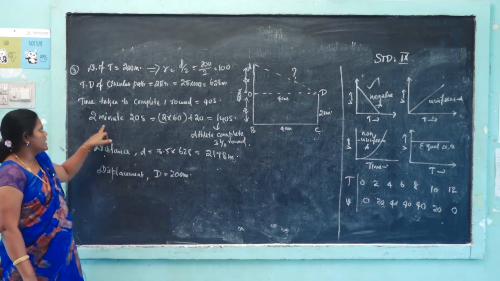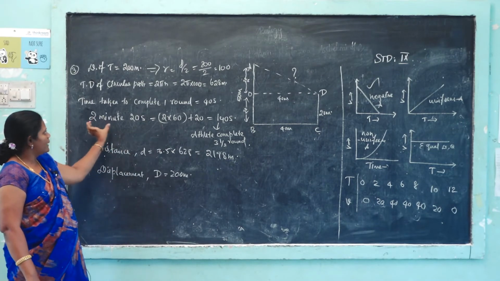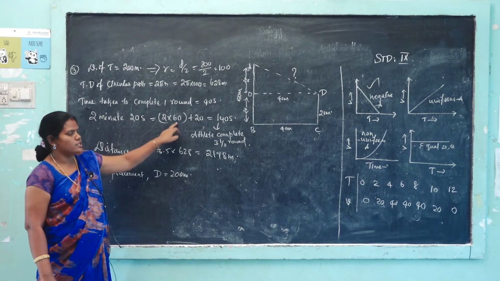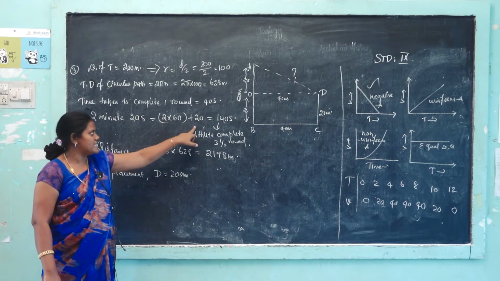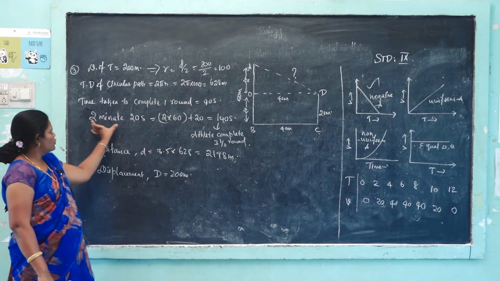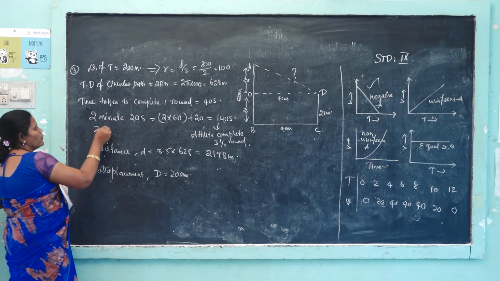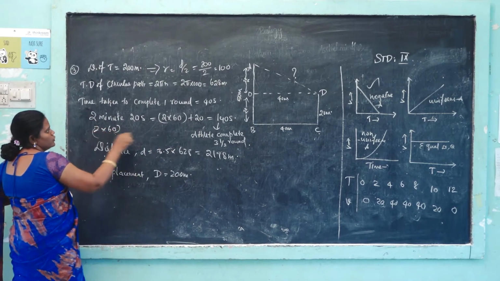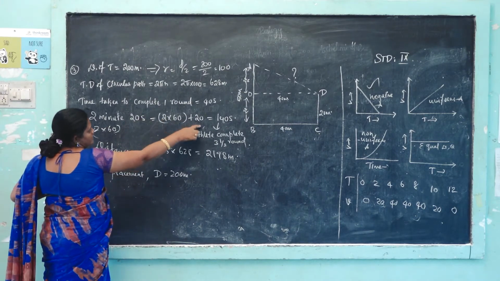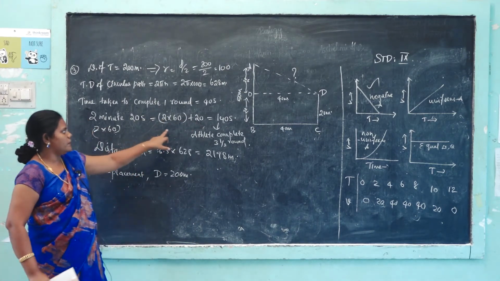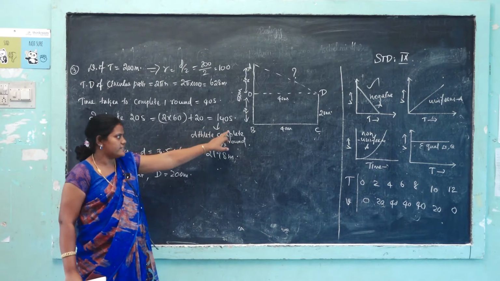Clear? Okay, first, 2 minutes 20 seconds, how much is that? Let us calculate. 2 minutes 20 seconds is equal to, 1 minute has 60 seconds. So 2 into 60 plus 20 seconds. Clear? 2 minutes is 2 into 1 minute, that is 60. So 2 into 60 plus 20 seconds is equal to 140 seconds.